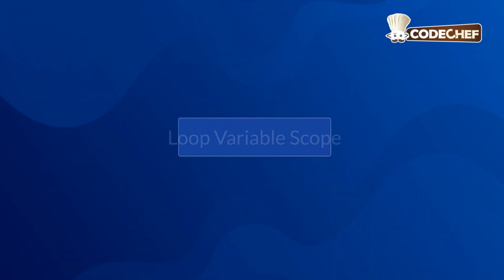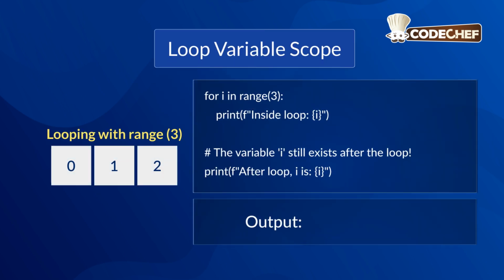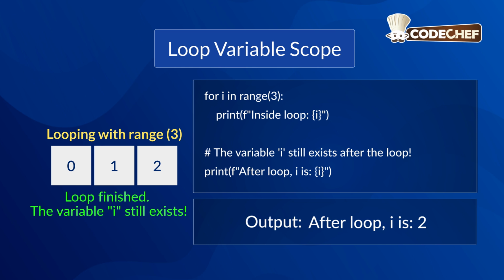It's important to know that in Python, the loop variable continues to exist even after the loop has finished. It will hold the last value it was assigned during the final iteration. This can be useful, but also a source of bugs if you're not careful. So it's a key detail to remember.